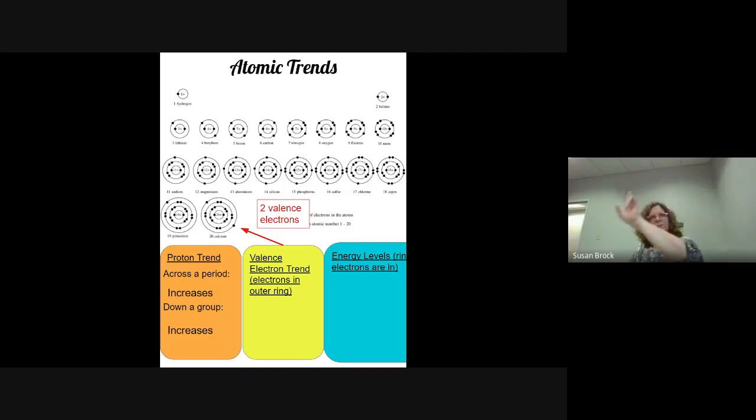Increasing protons across the period. The periods are rows and down groups. Okay. So as you go across the period, it's one at a time. We add one at a time. Going down, you add more.